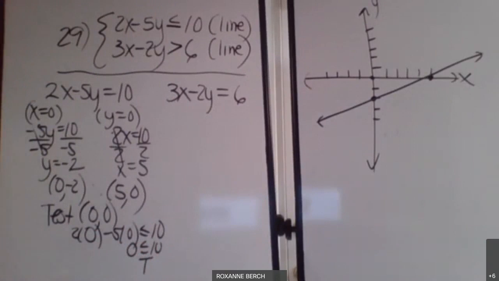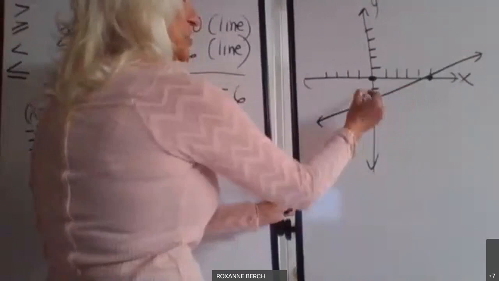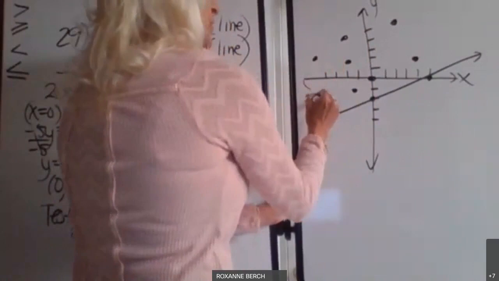And you cannot get confused about the symbols. This is greater than and greater than or equal to. This is less than, and that's less than or equal to. So if it's true, shade it. So that means it's true, it's true, it's true.